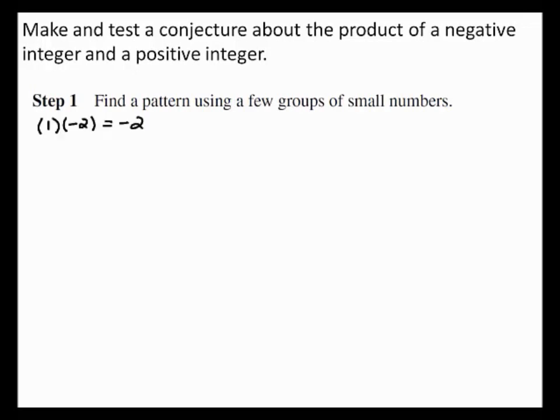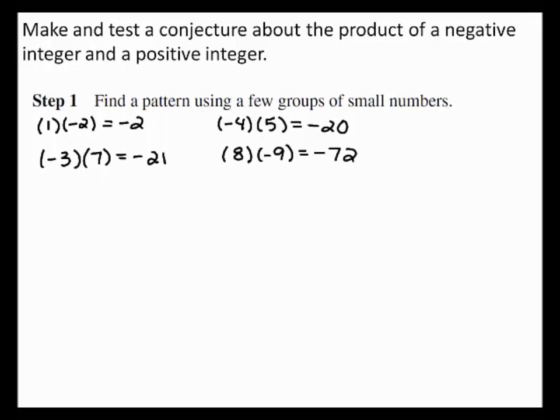For example, the product of 1 and negative 2 is negative 2, the product of negative 3 and 7 is negative 21, the product of negative 4 and 5 is negative 20, and the product of 8 and negative 9 is negative 72. Notice that each of these products is negative, so this seems to be the pattern.